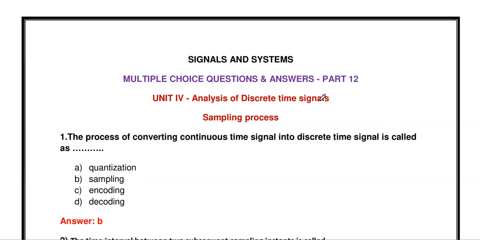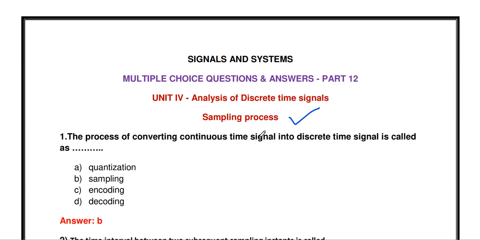Now we are going to see the questions from the topic sampling process. First, what is meant by sampling? Sampling is nothing but the process of converting a continuous time signal into a discrete signal. The x of t we must convert into x of n, that is called the sampling process.